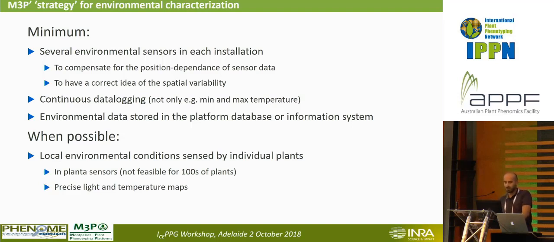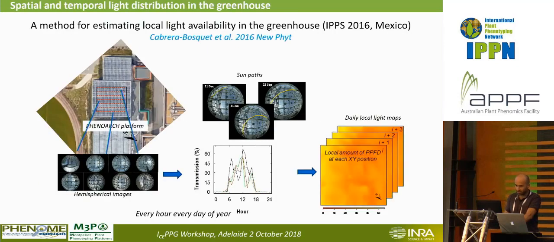And this can be achieved by placing the sensors directly on each plant, but this is not feasible when we have hundreds of plants. Or having precise maps of light or temperature or other environmental variables. And I'm going to show just quickly a few of the methods that we used. This was presented in the previous IPPS in Mexico.